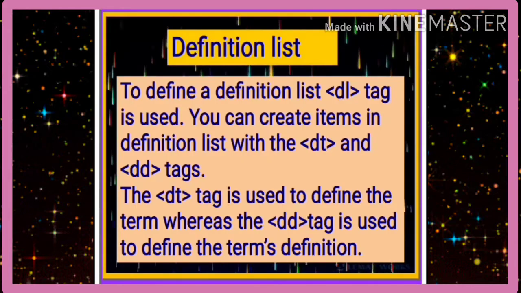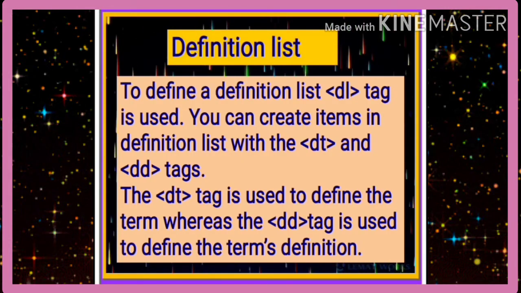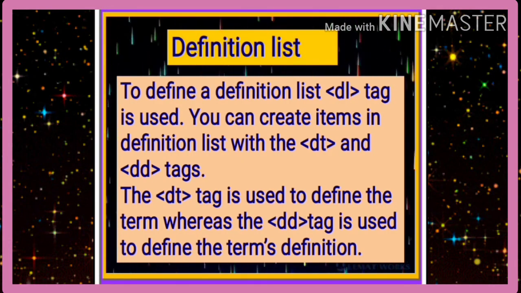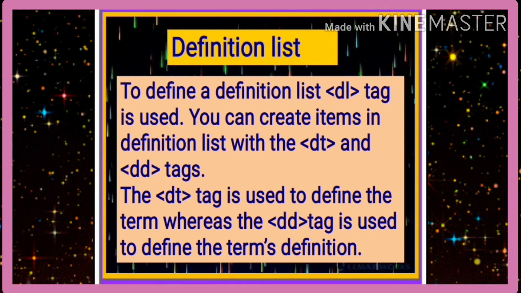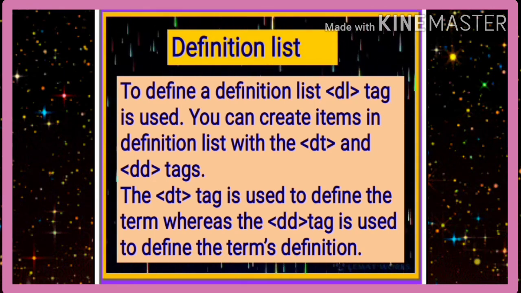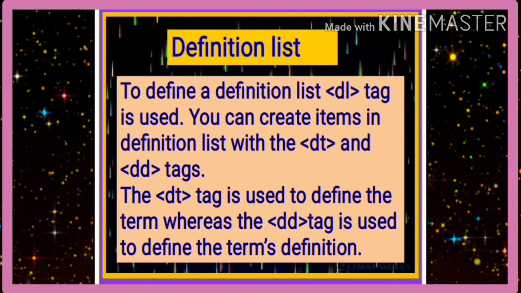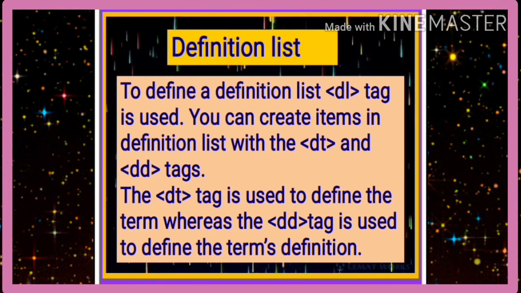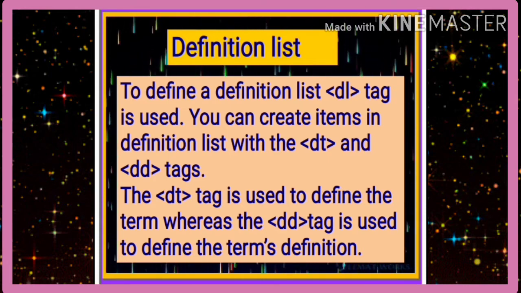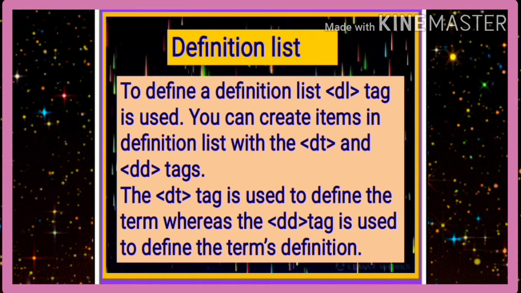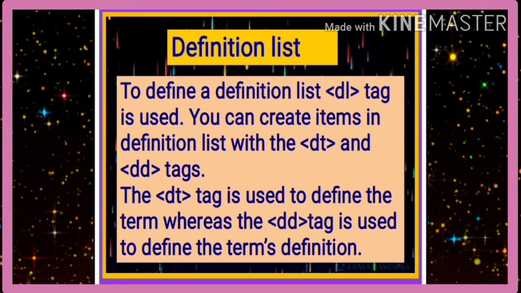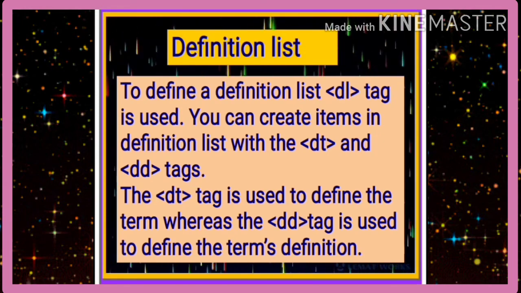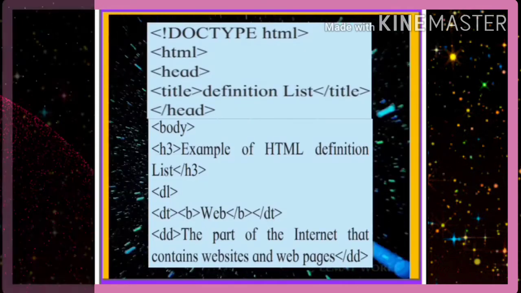Next topic is definition list. To define a definition list, DL tag is used. You can create items in a definition list with the help of DT tag and DD tag. The DT tag is used to define the term, whereas the DD tag is used to define the term's definition. Here is one example of definition list.